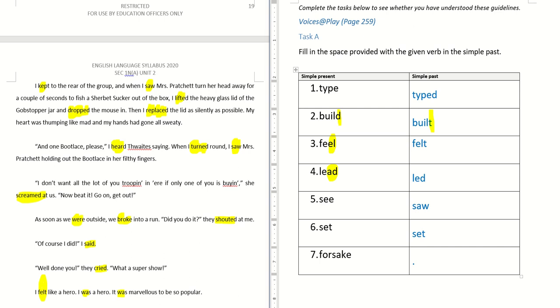Now, okay, the next one, forsake. Forsake means abandon. Okay, so forsake, there is an irregular spelling word here, and that would be forsook. Okay, did you get that? Okay, let's continue.